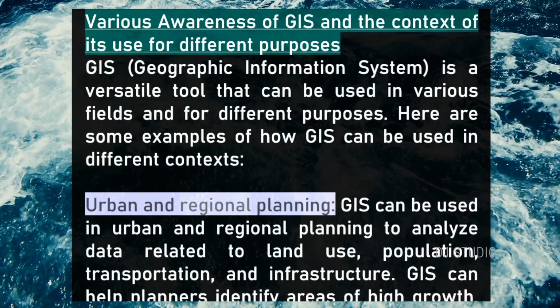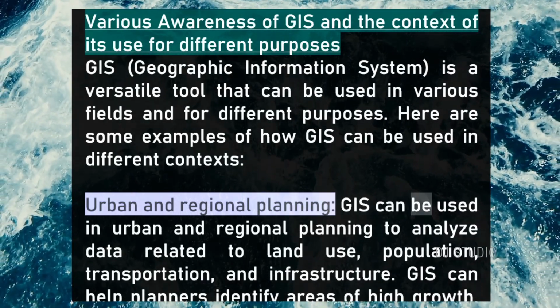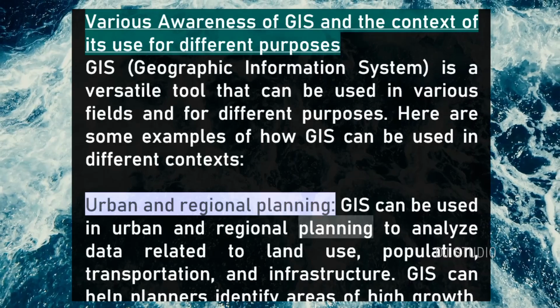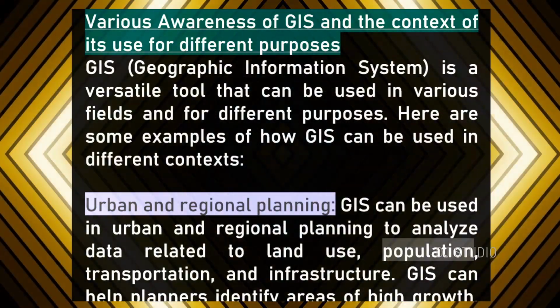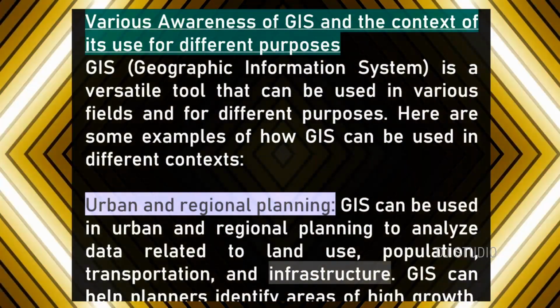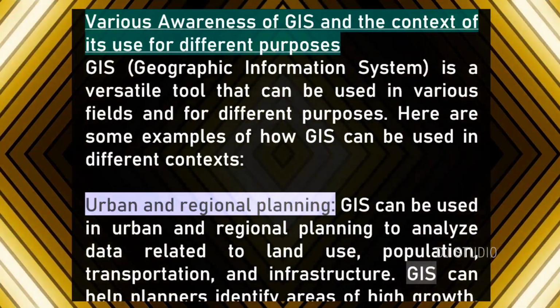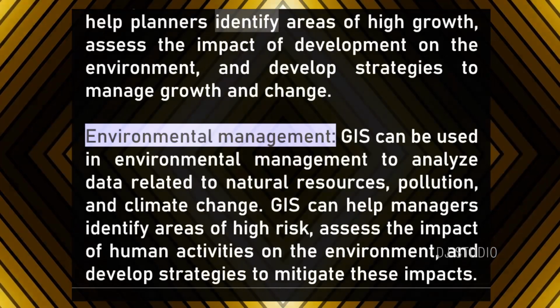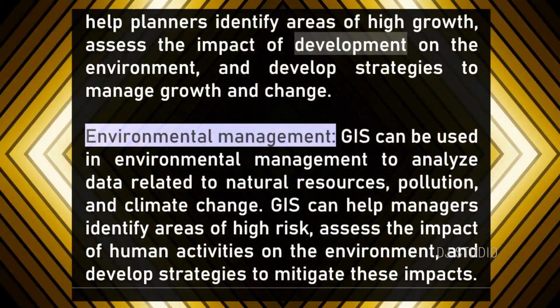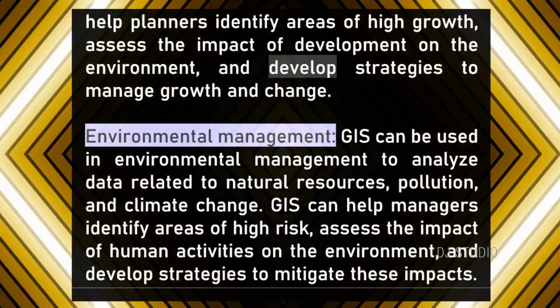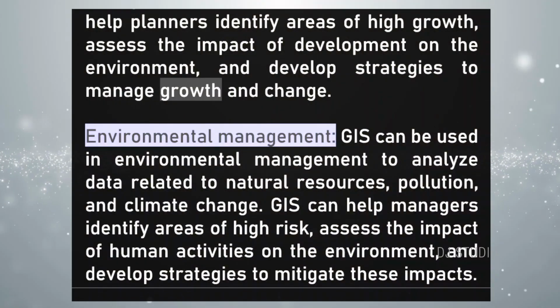Urban and regional planning. GIS can be used in urban and regional planning to analyze data related to land use, population, transportation, and infrastructure. GIS can help planners identify areas of high growth, assess the impact of development on the environment, and develop strategies to manage growth and change.